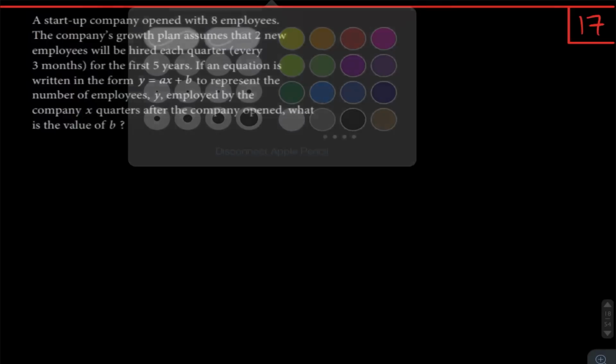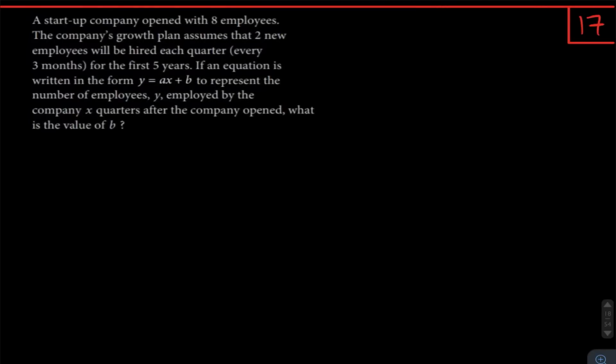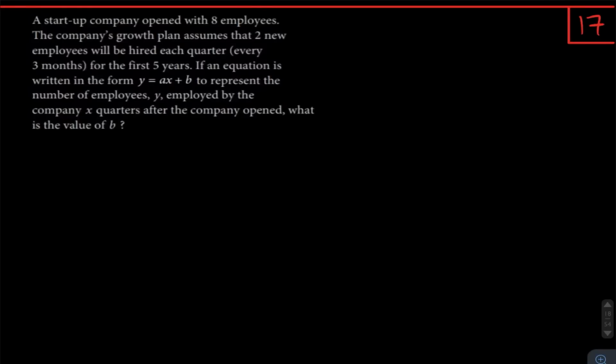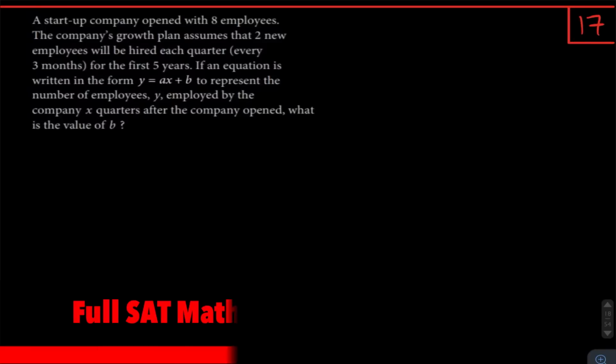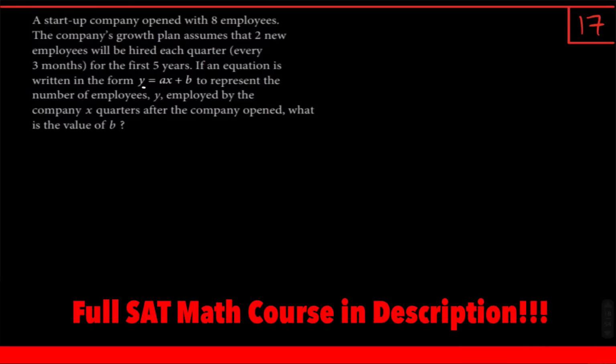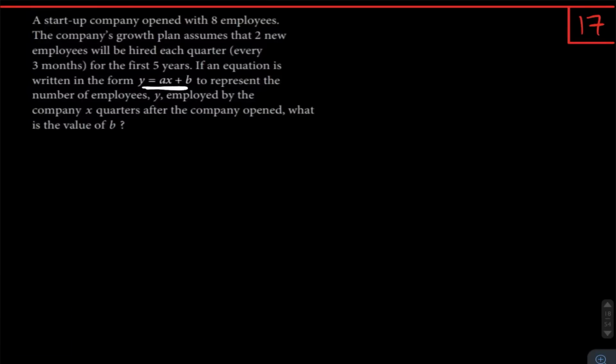Problem 17. This one's surprisingly easy. You would think it's some word problem that's going to be really nasty, but actually, this one will be nice. I should stop spoiling the problems. Okay, I'm going to stop. A startup company opened with 8 employees. The company's growth plan assumes that 2 new employees will be hired each quarter, every 3 months, for the first 5 years. If an equation is written in the form y equals ax plus b to represent the number of employees, y, employed by the company x quarters after the company opened, what is the value of b?